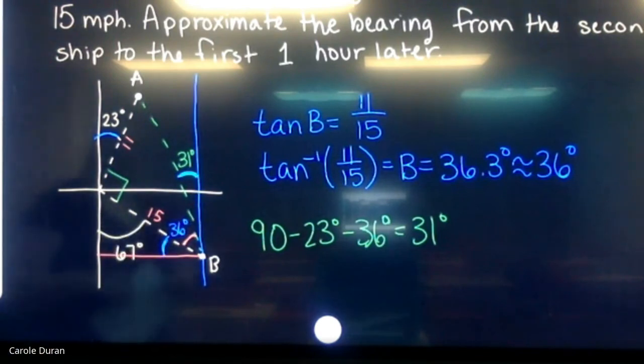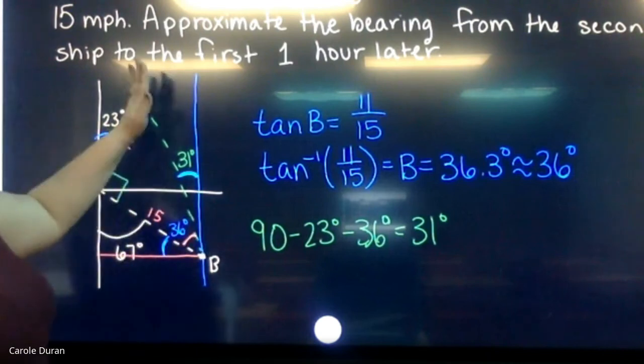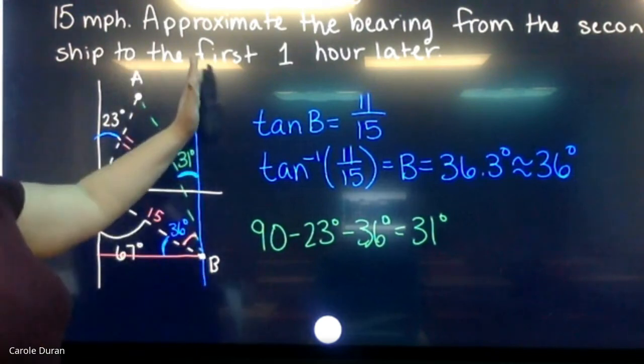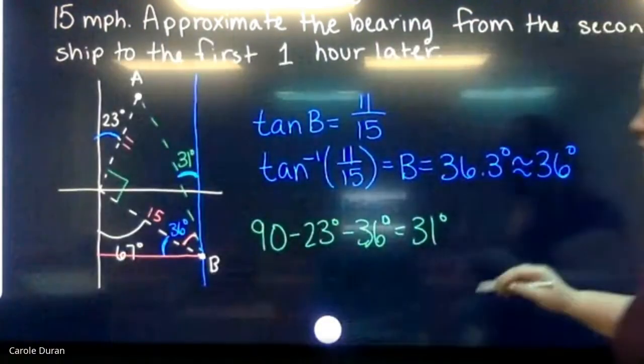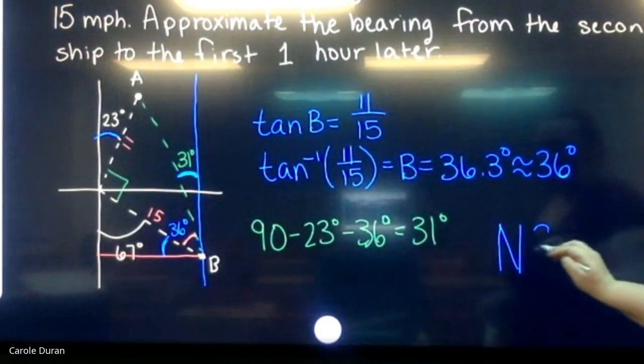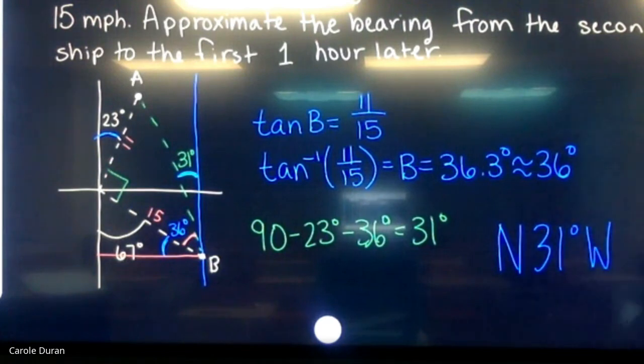So once we have this one, I just need to figure out the direction of that angle. So from point B to get to point A, I would have to go north and then I would have to go west. So the bearing from ship B to ship A would be north, 31 degrees west. And then that would be my bearing. I'm not going to put one like this on the test, but it's still not a bad idea to know how to do it. Okay.